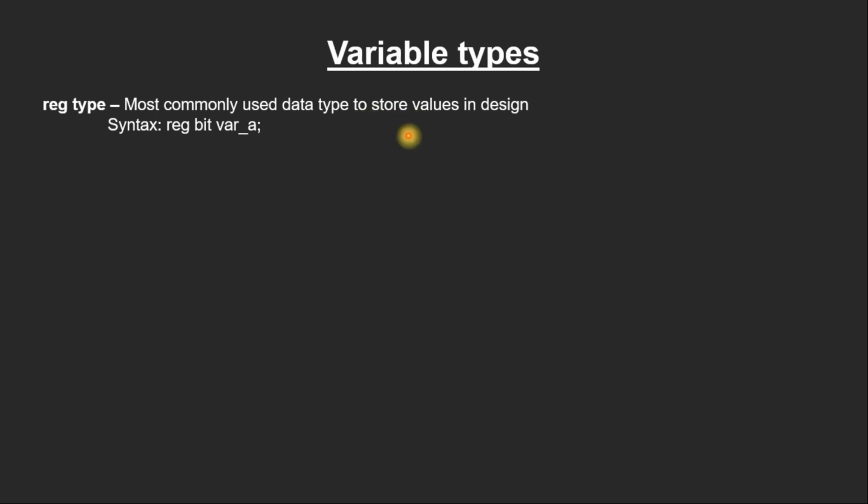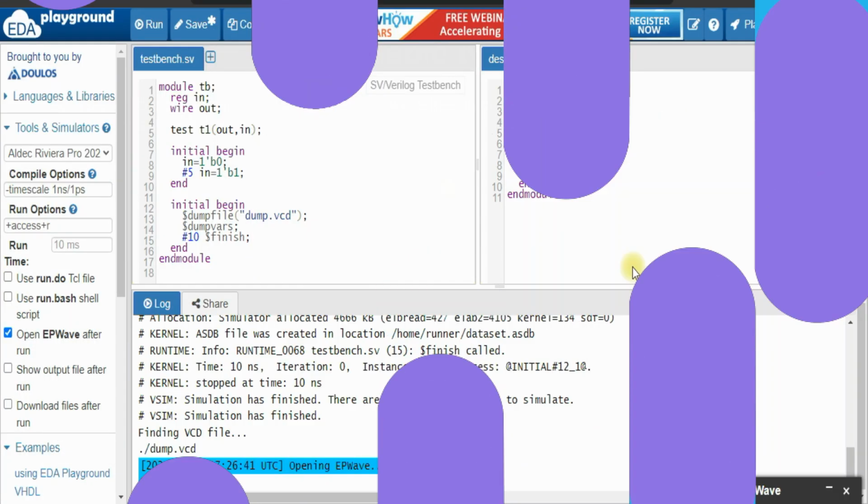Usually, reg data type is used to model the behavior of flip-flops, and it is used for the output ports of the design. So any design will have input ports and output ports, and the reg data type is often used for the output ports of the design. Let's just go to the EDA Playground and see its working.